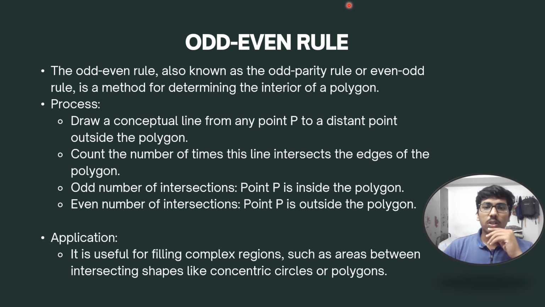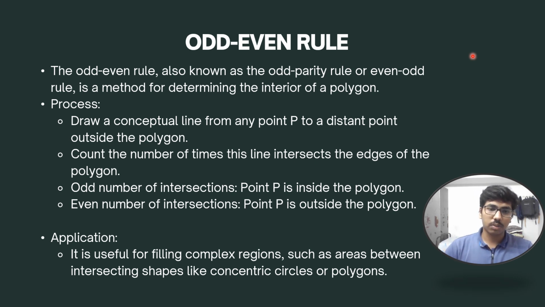The odd-even rule, also known as the odd parity rule, is a method for determining the interior of a polygon. So let's get into the process. Draw a conceptual line from any point P to a distant point outside the polygon. Count the number of times this line intersects the edges of the polygon. An odd number of intersections means point P is inside the polygon. An even number means point P is outside the polygon.